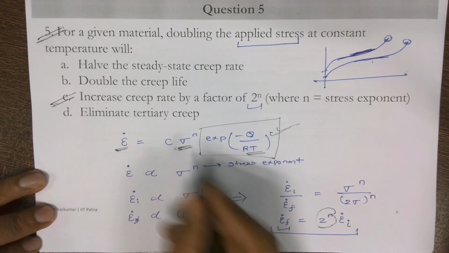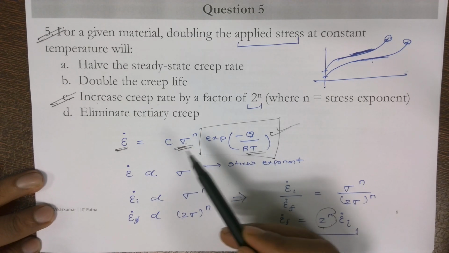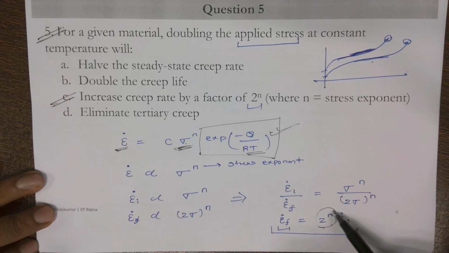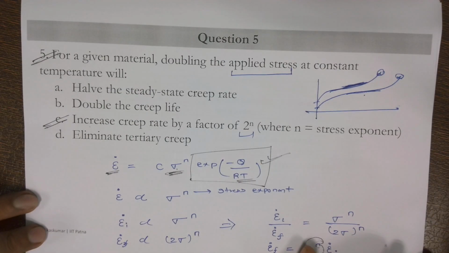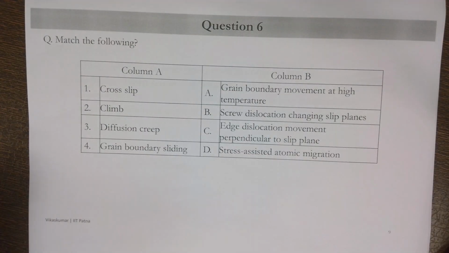When we talk about the stress, it is very straightforward: the factor by which we increase the stress, the same factor to the power of the exponent is how much our strain rate is going to increase. So with that, you have solved question number 5. Any doubt, let me know. If not, let's go to the next part, question number 6.